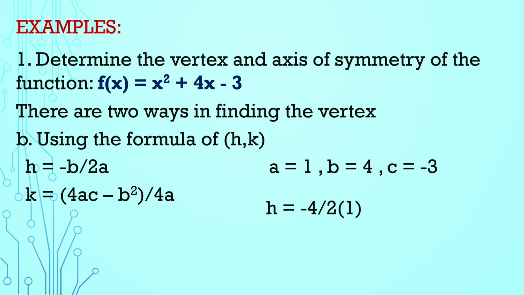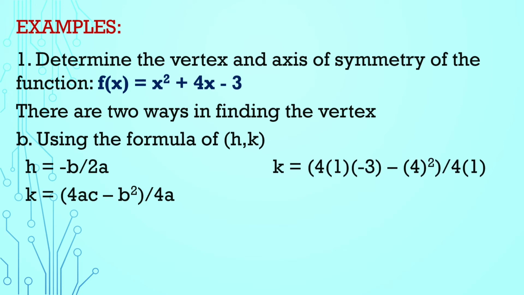So, unahin natin si h. So, h equals negative 4 over 2 times 1. Since ang ating b ay positive 4, so magiging negative na siya. And then 2 times 1, so ang ating a ay 1, so 2 times 1 na siya. So negative 4 over 2. So 2 times 1 is equals to 2. And negative 4 over 2 is equals to negative 2. So h is equals to negative 2.